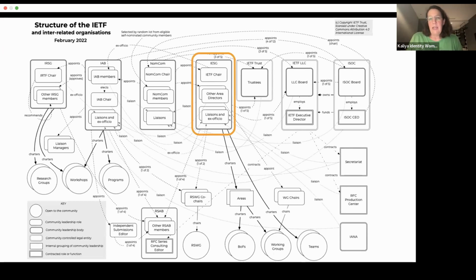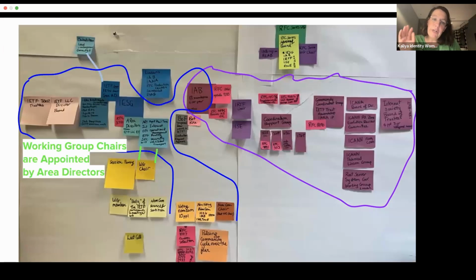The other body that has a lot of power within the IETF and does a lot of the work is the Internet Engineering Steering Group. It is made up of the area directors. So each area director, I think there's 6 areas right now. And so there's 2 area directors usually that rotate, for 2-year terms. And some areas, if they get particularly large, have 3 area directors. Working group chairs are appointed by area directors.